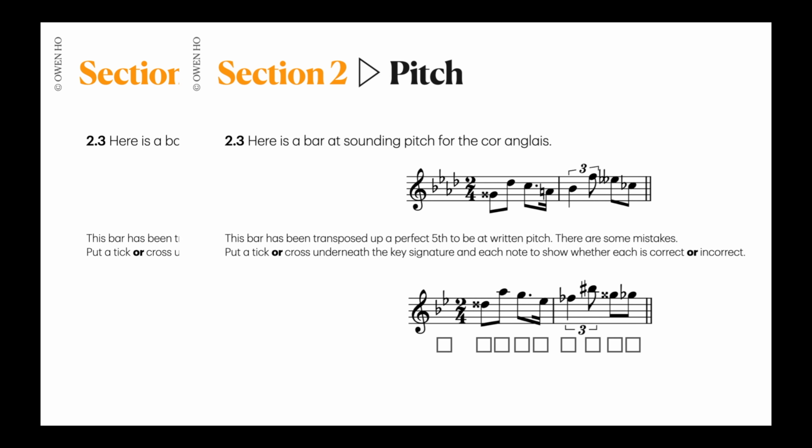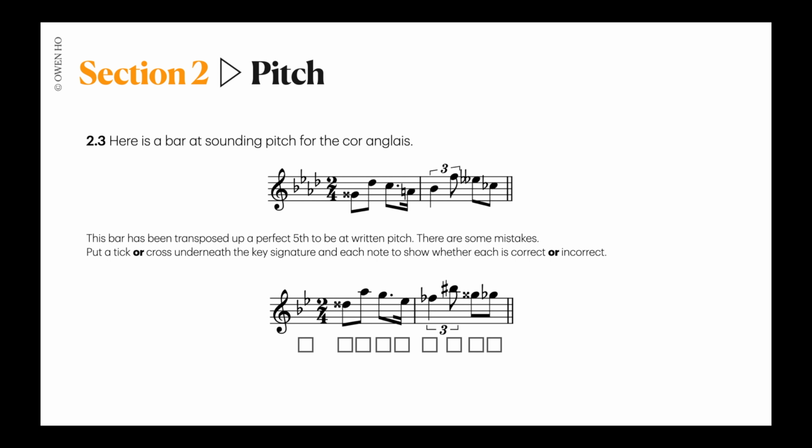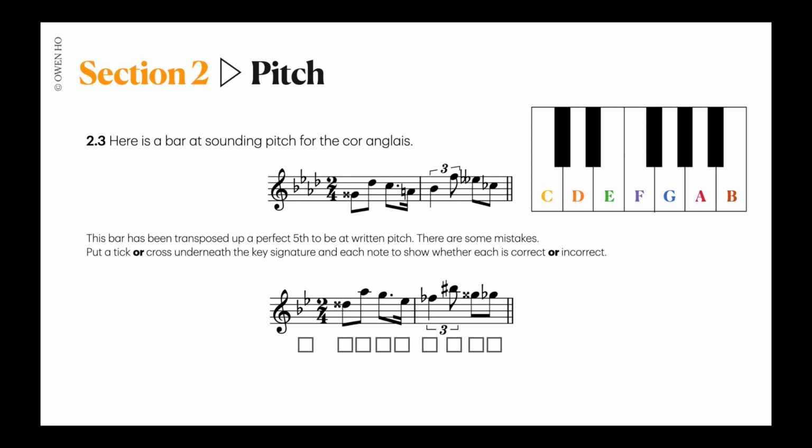Now let's look at another example question. This time we have a piece of music written at the sounding pitch, and this is for the cor anglais. And we need to determine if the music has been transposed up a perfect fifth correctly to be at the written pitch. Now that we have learned how to read the key signatures correctly, we can begin by tackling the first box. According to the shortcut we have discussed, for flat keys, we look for the second last flat. In this case, the second last flat is an A flat, and therefore that makes it A flat major.